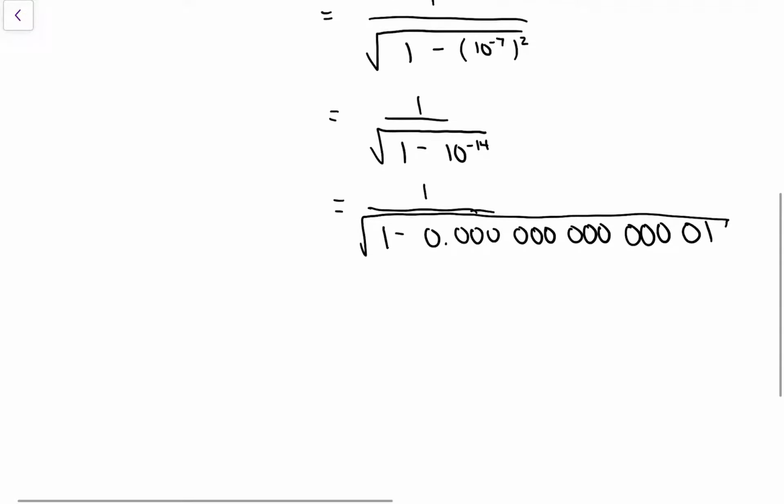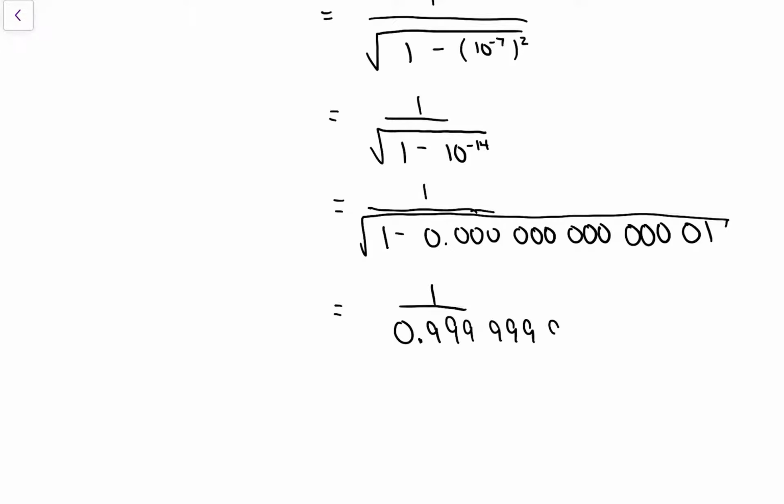Yikes, I can still do one more step in my head. If it was 1 take away 0.1, I'd get 0.9. If it was take away 0.01, I'd get 0.99. Since my 1 is in the 14th place, I'm going to get 14 nines. I think I'm doing that right. All of that under the square root.